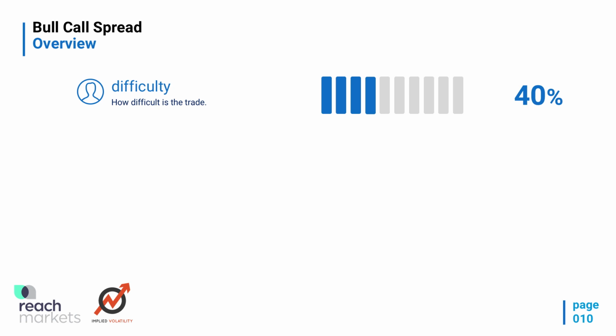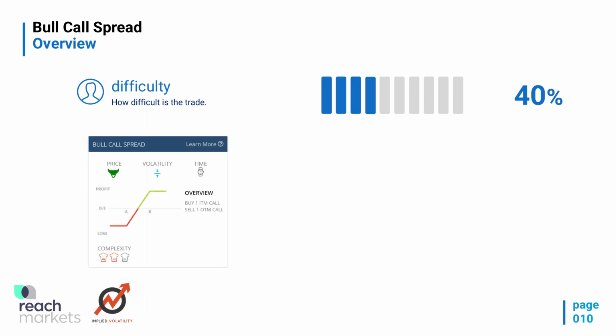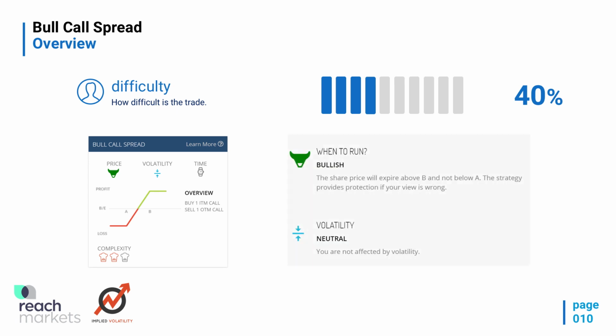Let's have a look at the trade. We give it a 40% difficulty rating because it is a little bit more complicated than an in-the-money or an at-the-money call trade. You run a bull call spread when you're bullish and you expect that the price is going to go higher from where we're at the moment, and you have an idea about roughly where the level is going to be. The best thing about it, very much like a long call spread, is that it provides protection if your view is wrong.